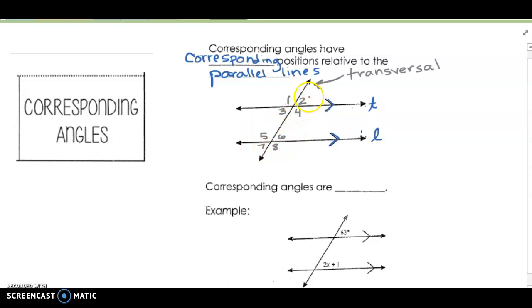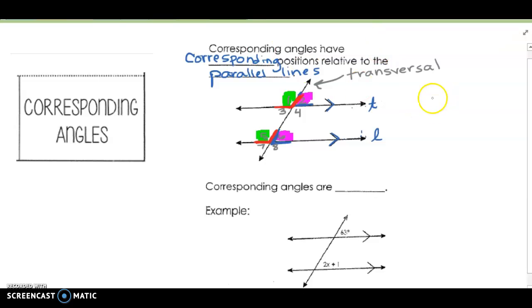So I want to see, one of these and one of these, which are in corresponding positions. So if I look at angle 1 right here, angle 1's kind of the top left in this intersection, and then angle 5 would be that top left. So I can say that angle 1 and angle 5 are corresponding angles. Okay, likewise, now let's look at the top right. So this would be top right and this would be top right. So I can say that angle 2 and angle 6 are corresponding angles.